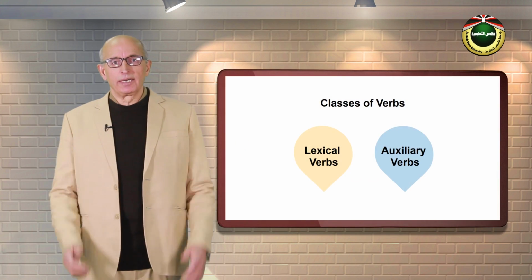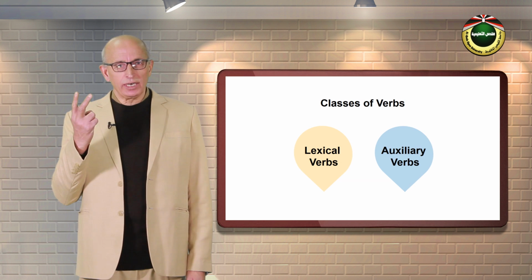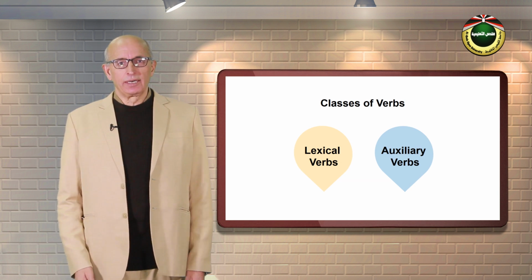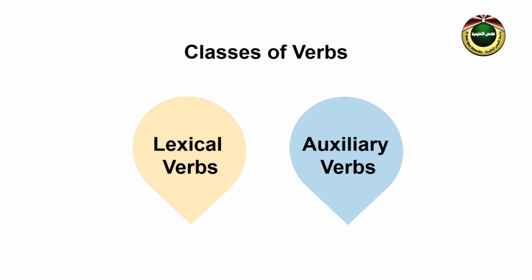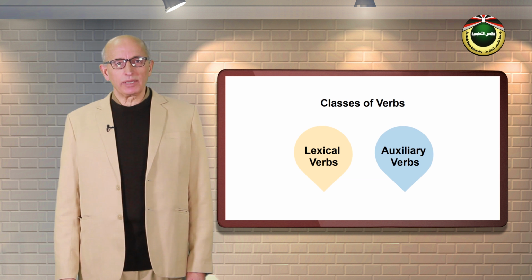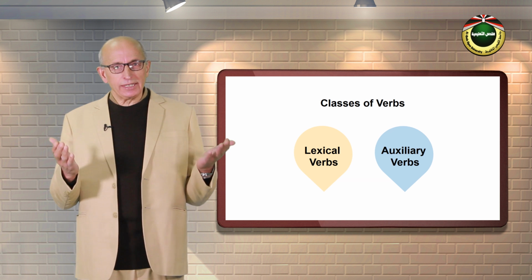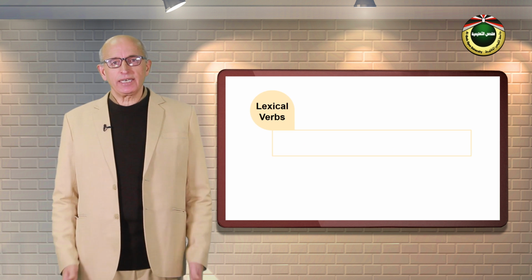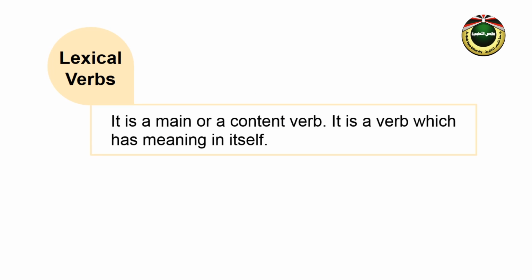Classes of verbs. In English, we have two major classes of verbs. They are, number one, lexical verbs, number two, auxiliary verbs. Let's start with lexical verbs. What is a lexical verb? A lexical verb is a main or a content verb. It is a verb which has meaning in itself. For example, walk, eat, and read are lexical verbs.